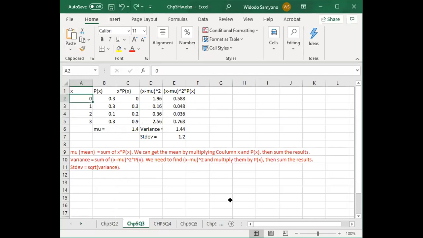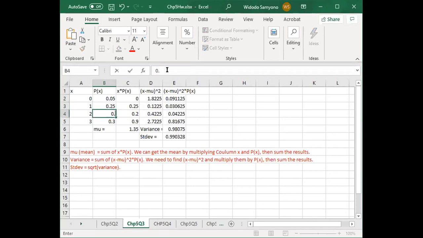So I think I need to go back there, or maybe just simply replace this number with the number in the problem. The first number is the probability for x equal to 0, which is 0.05 in your problem. And then you have 0.25, and you have 0.05, and you have 0.65.